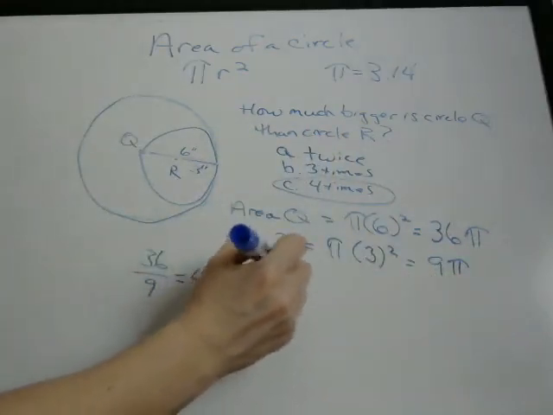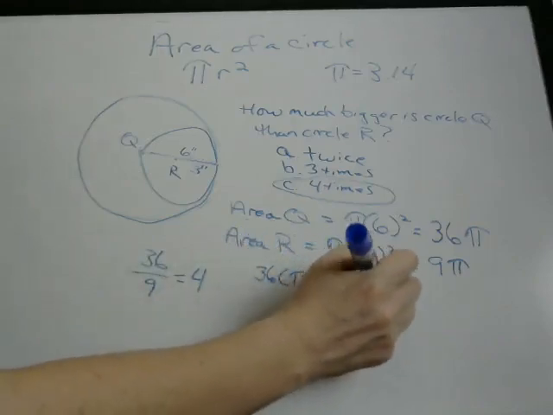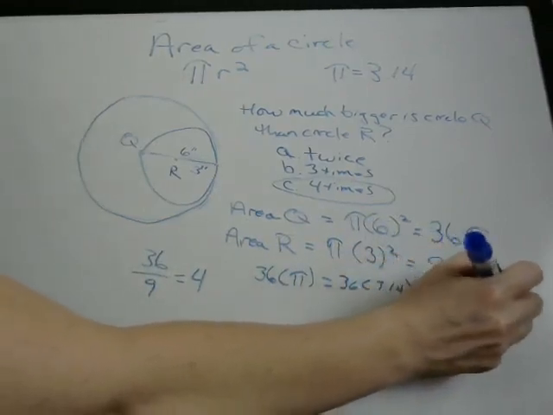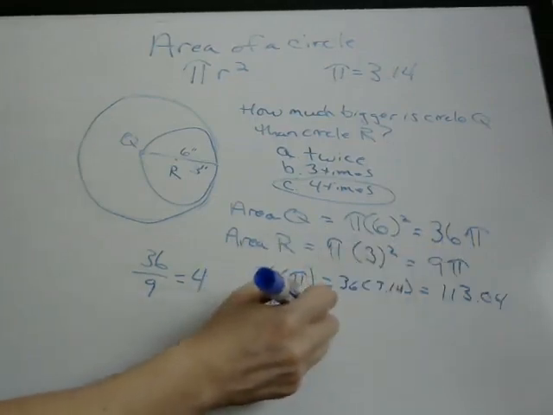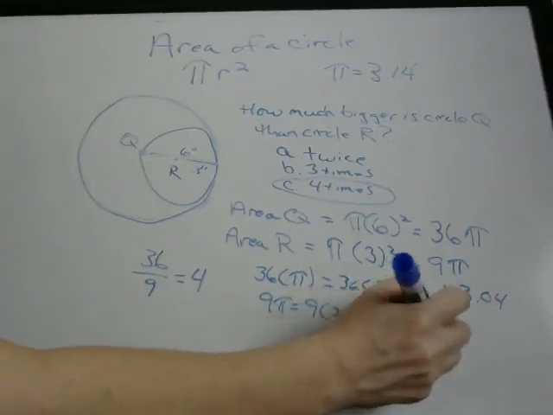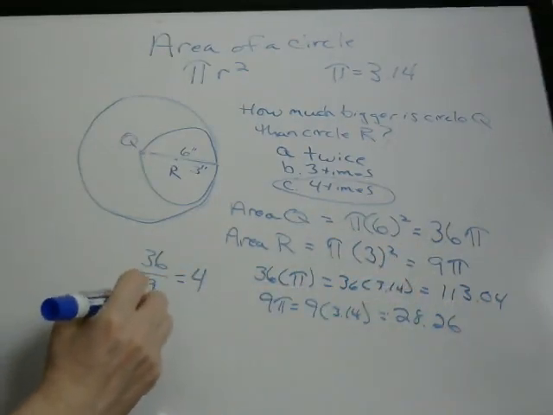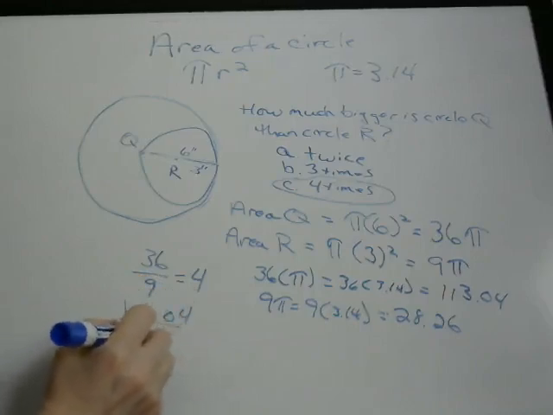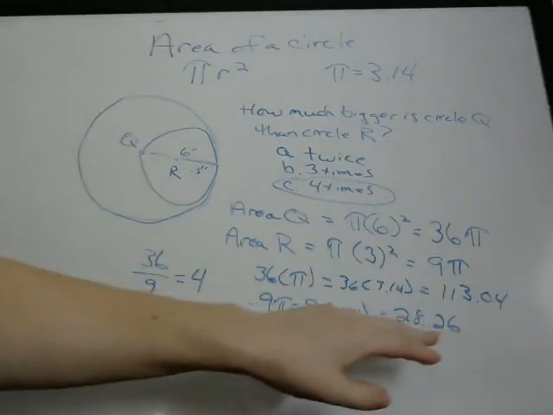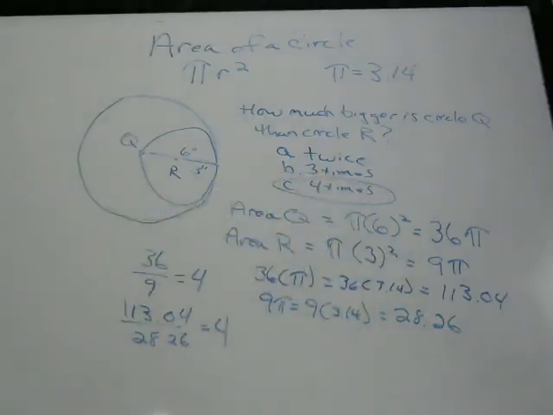Let's say you wanted to actually multiply this out. 36 pi is 36 times 3.14. You put that in your calculator, you get 113.04. 9 pi, 9 times 3.14. You put that in your calculator, you're going to get 28.26. So how much bigger is that than that? Again, you just do a division, and you're going to get 4. So 113.04 is 4 times larger than 28.26. So the answer is the same, whether you multiply it out or not.